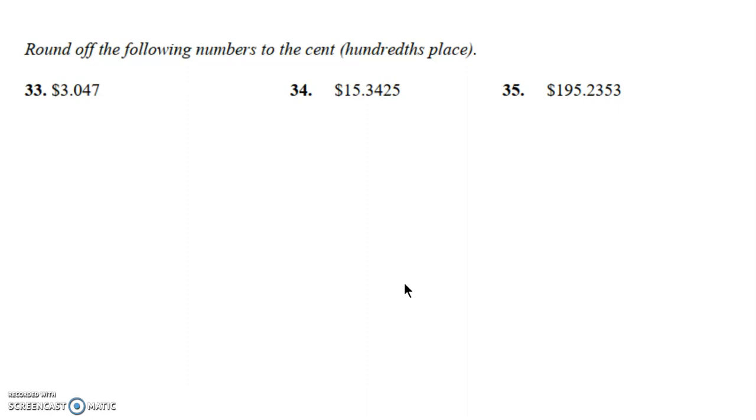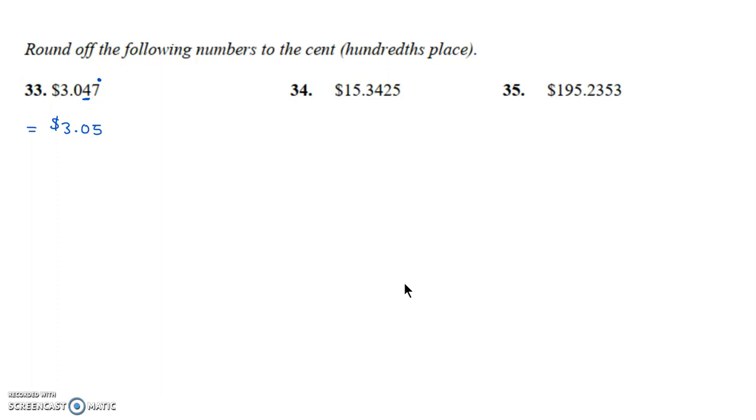For our last section, we're rounding to the cent. Whenever we're rounding to the cent for money, it's the hundredths place. So we're going to end up getting something that looks like real life in the end. So we're going to round here to the hundredths place. $3.047 becomes $3.05. That 7 pushed the 4 up to a 5.